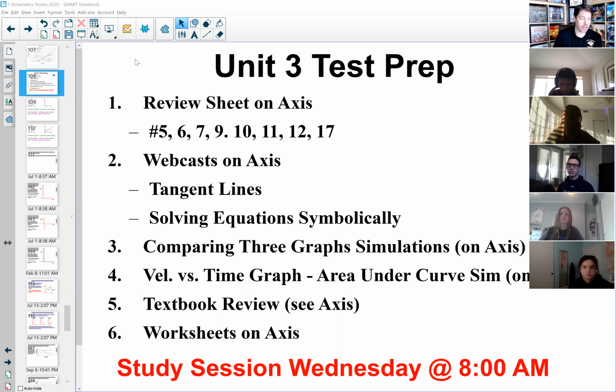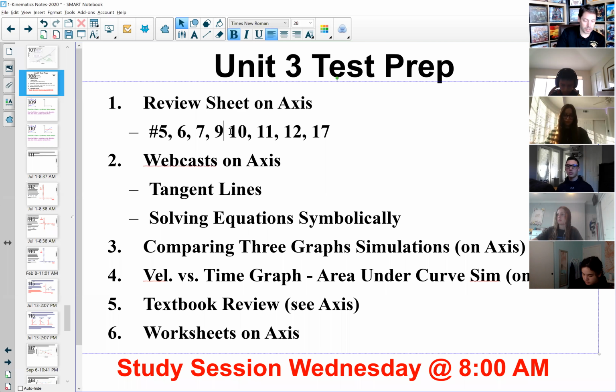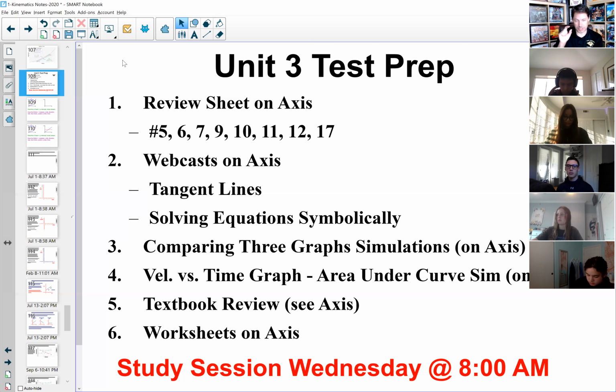So on Axis, there is the review sheet with solutions, and you can go through all of it. All the questions will help you review the content, but these specific questions will best help you prepare for the test itself. So going through the whole review sheet would be good review of the concepts and good review of the chapter. But if you don't have time to go through the whole review sheet, these questions 5, 6, 7, 9, 10, 11, 12, and 17, those 6 questions are the ones that I think would be the most precise in terms of helping you prepare for the test.